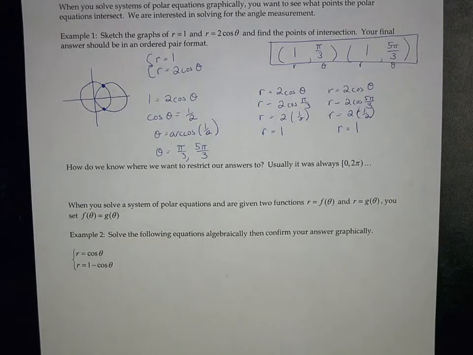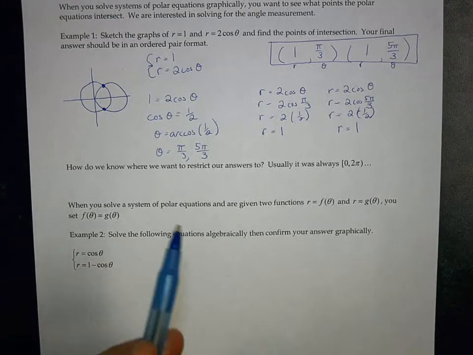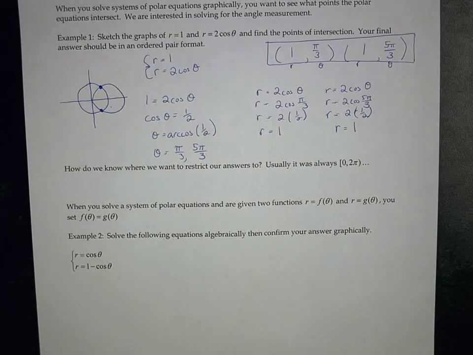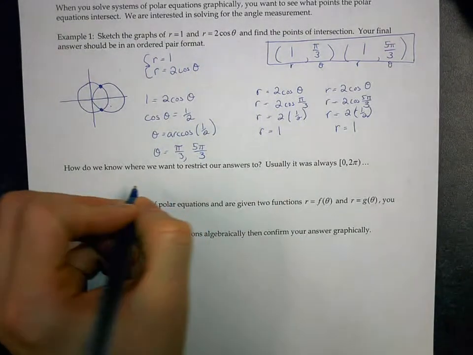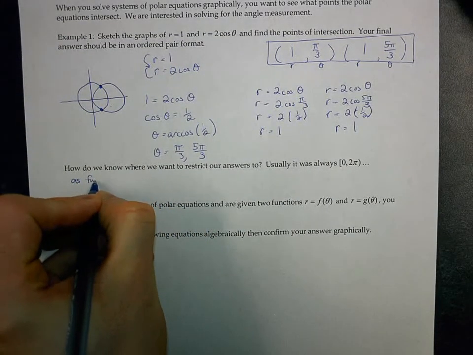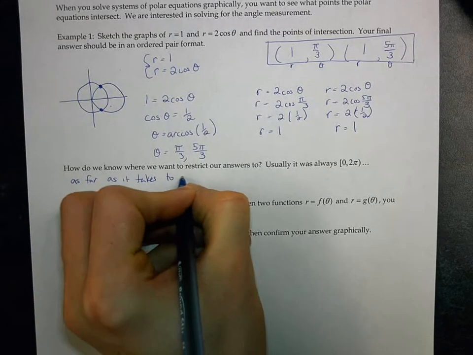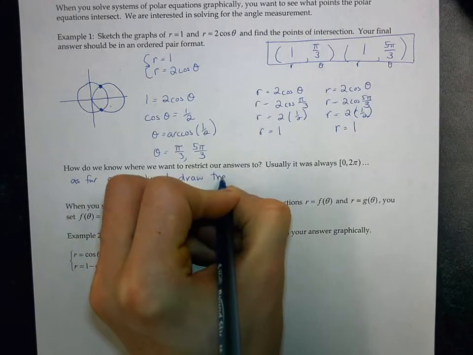Now the question sometimes emerges, how do we know where we want to restrict our answers to? Typically it was always 0 to 2 pi. But you know from the beginning of section 9.7, you don't need 0 to 2 pi to get the full picture. For example here, for 2 cosine theta, all I need is 0 to pi to get the full picture. And the answer is, how do we want to restrict our answers? We want to go as far as it takes to draw the complete graph once.